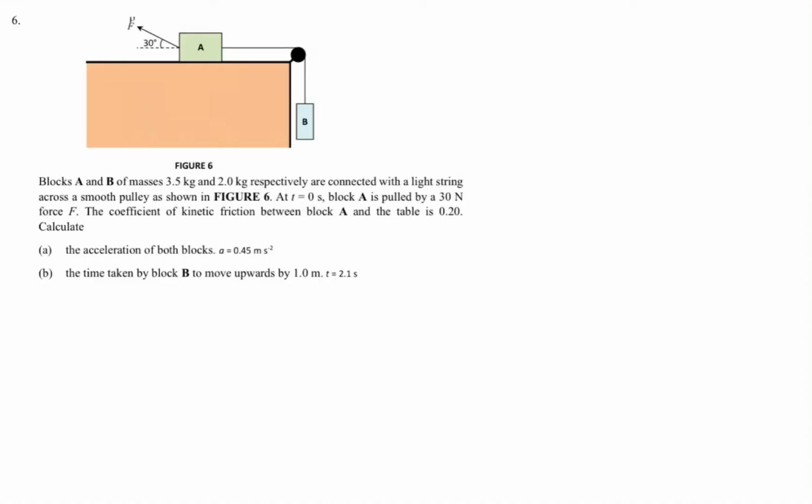Number 6. Blocks A and B of masses 3.5 kg and 2.0 kg are connected with a light string across a smooth pulley. At t equals 0 seconds, block A is pulled by a 30 Newton force F. The coefficient of kinetic friction between block A and the table is 0.20. So (a) calculate the acceleration of both blocks, and (b) the time taken by block B to move upwards by 1 meter.